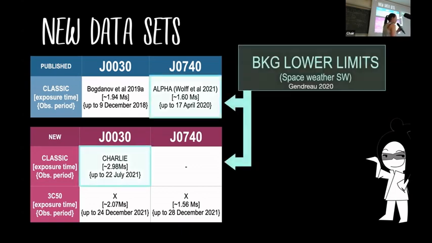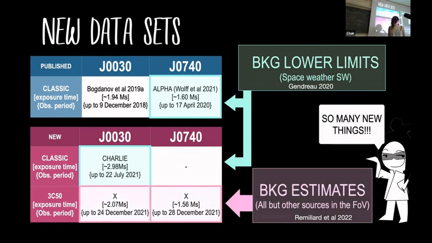But one of the stronger news of what we are seeing now is that we have constraints coming for the NICER background that we didn't have before. We now have space weather constraints for these two data sets, the new one for J0030 and the old one of J0740. This puts a lower limit on the background of NICER. And we actually have background estimates for these three new data sets, 3C50. So in that case, we can have lower and upper limits for the background.